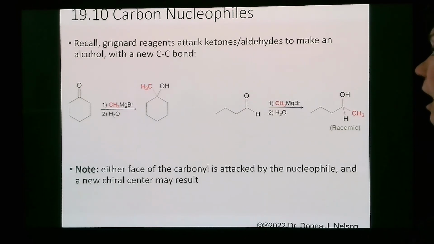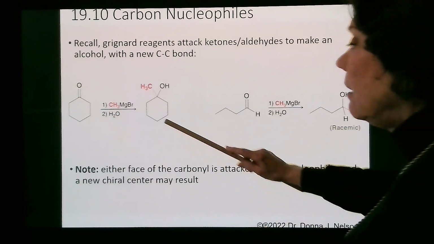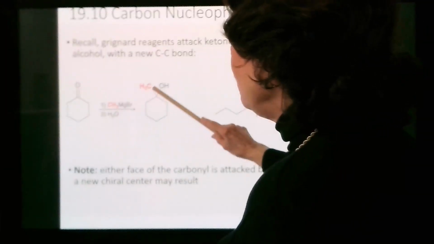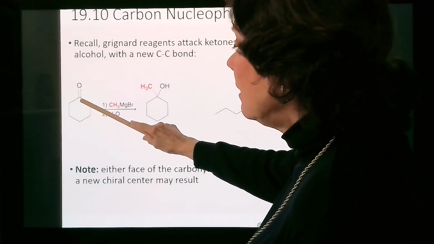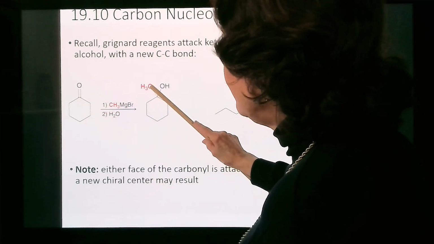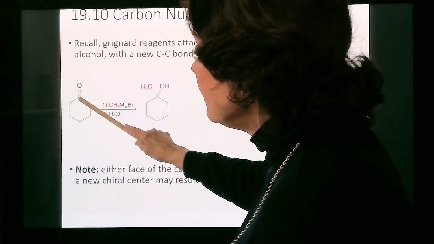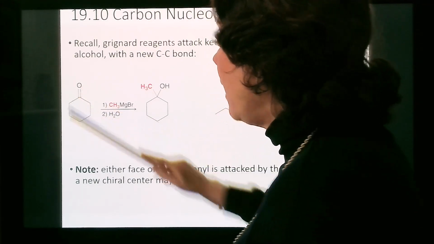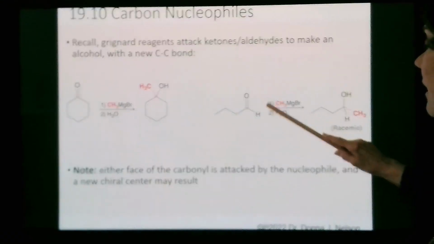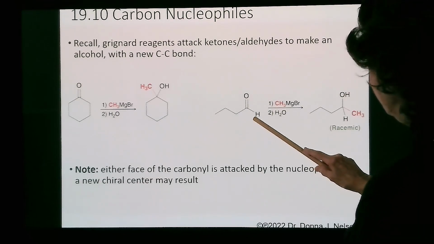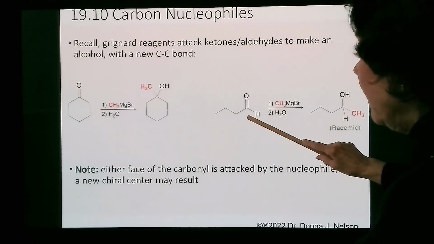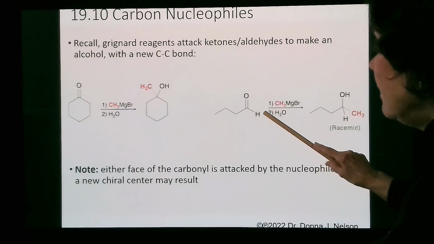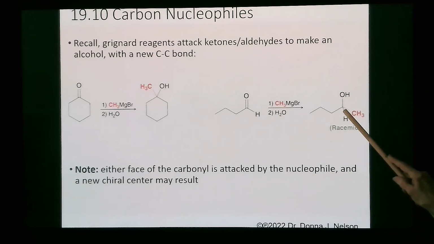And so, here, in the first instance, you can think of methyl anion attacking the carbonyl carbon. The pair of electrons on carbon will populate the antibonding orbital of the carbonyl pi bond. And the same thing here. Now, in this case, this is not a symmetrical carbonyl because you have a propyl group on one side and a proton on the other. And so you will get a chiral carbon generated.